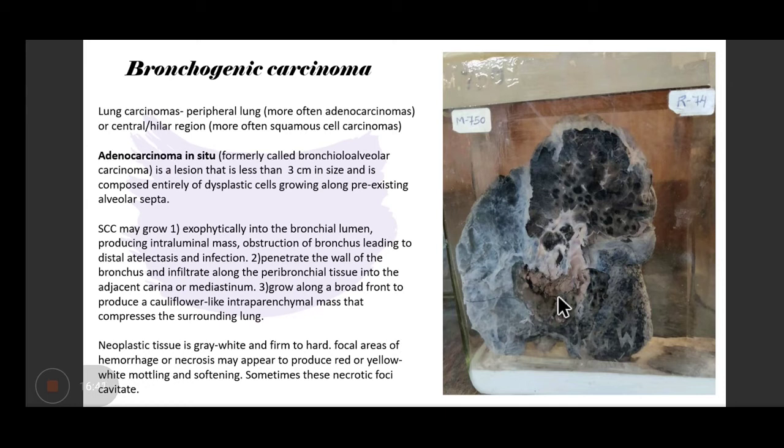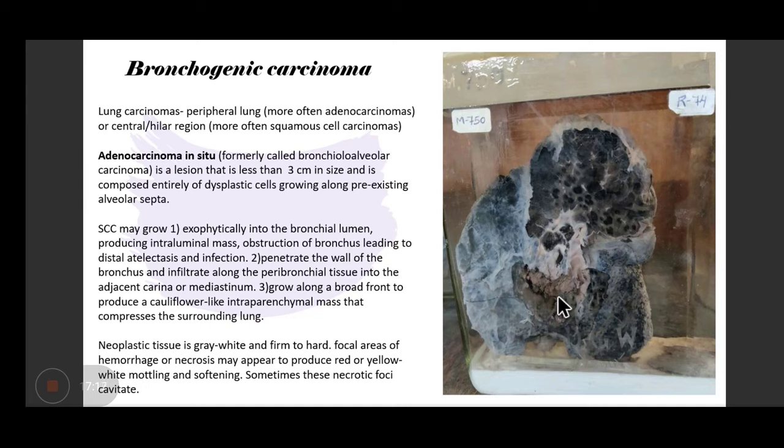Then this thing will be asked about bronchiolo-alveolar carcinoma. Now it is known as adenocarcinoma in situ. It's the latest developed classification. So for all the lesions less than 3 centimeters in size, it is referred to as adenocarcinoma in situ. And these cells grow along the pre-existing alveolar septa, so it is known as the lepidic pattern. Lepidic carcinoma, now this is the pattern.